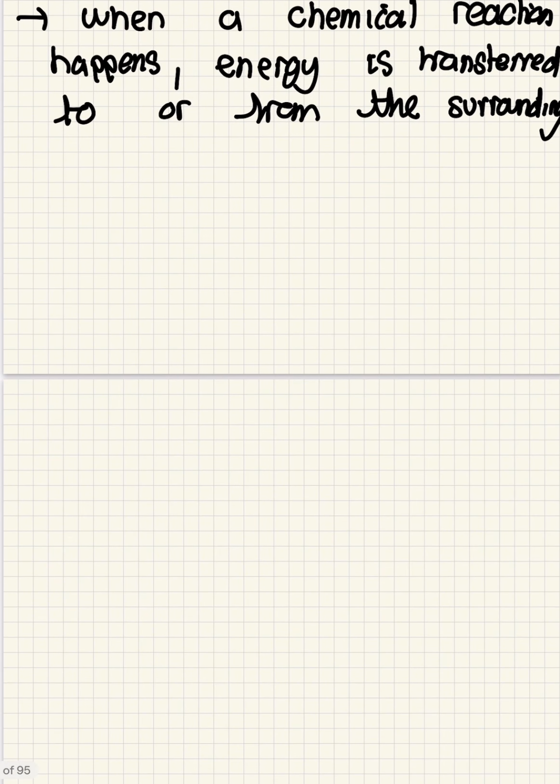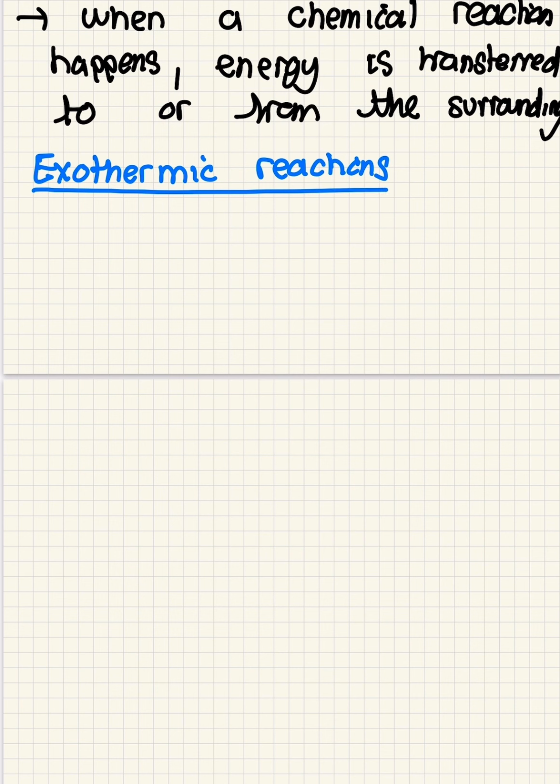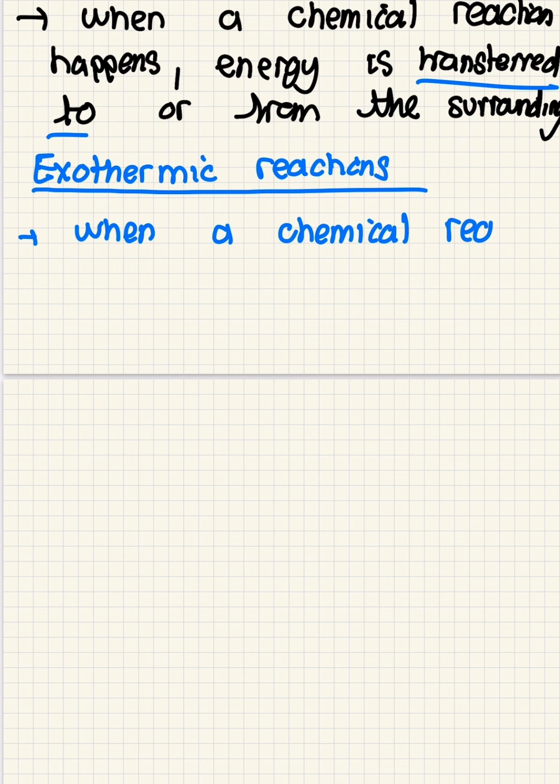Now let's look at exothermic reactions. So let's just title it exothermic reactions. So an exothermic reaction is when energy is transferred to the surroundings. So we can say this is when a chemical reaction occurs and energy is sent to the surroundings, or you could say transferred.